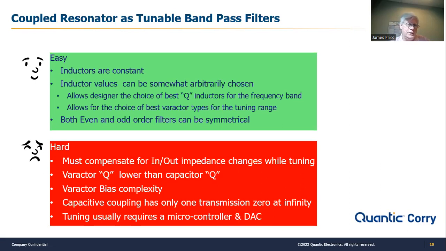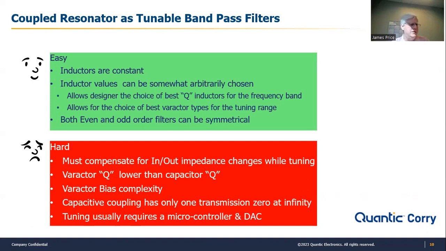The other thing that's nice about this is even and odd order filters are symmetrical, or at least they can be symmetrical. What I mean by that is a lot of times when you're designing filters, if you have an even order filter, 2, 4, 6, 8 poles, something like that, the input impedance and the output impedance are by definition different with those design techniques, and you have to do something at one end to get the impedance back to where you want it to be. With these coupled resonator styles, it doesn't matter what the order of the filter is, the impedance on each end of the filter can be symmetrical.